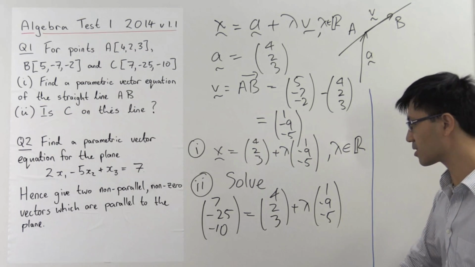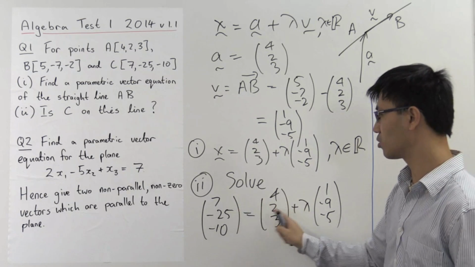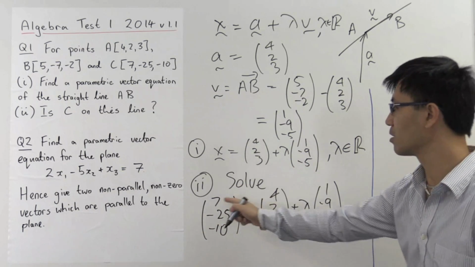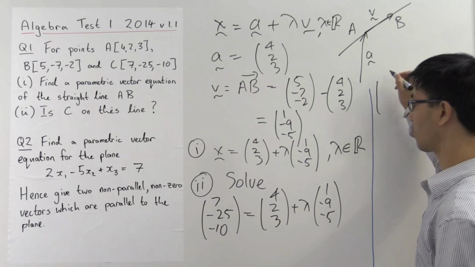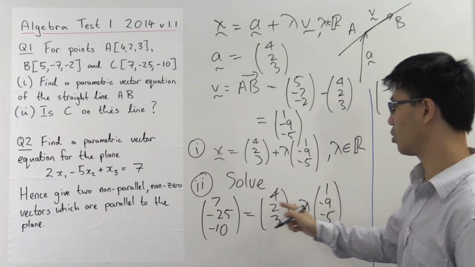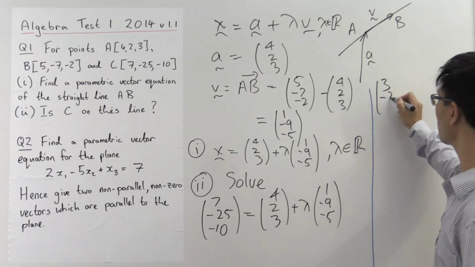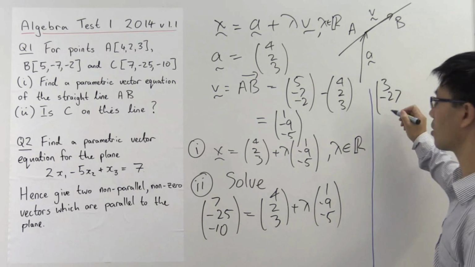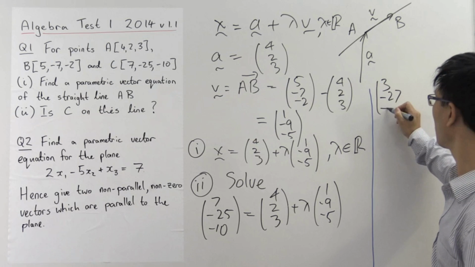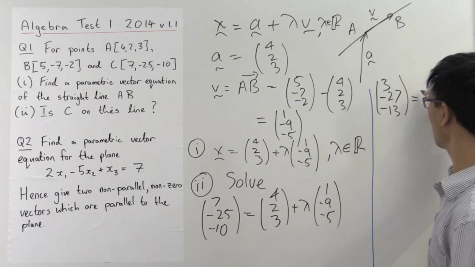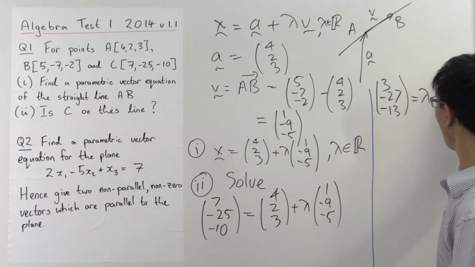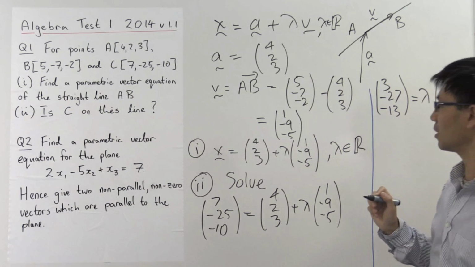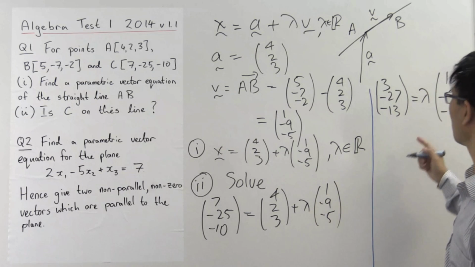Okay, so let's just subtract 4, 2, and 3 from both sides. So it cancels with that. So 4 from here leaves you 3. 2 from here gives you minus 27. 3 from here gives you minus 13. And that equals lambda times 1, minus 9, minus 5. And can you solve for such a lambda?